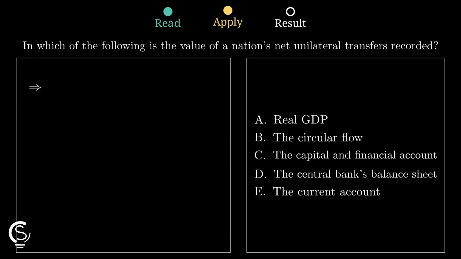The current account specifically tracks a nation's net trade in goods and services. It also includes net earnings on cross-border investments and, most importantly, those net unilateral transfers we need.